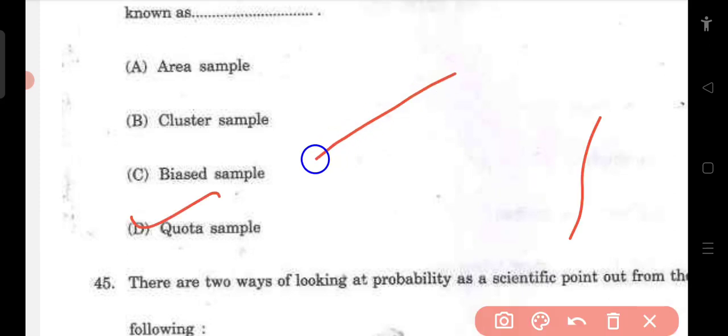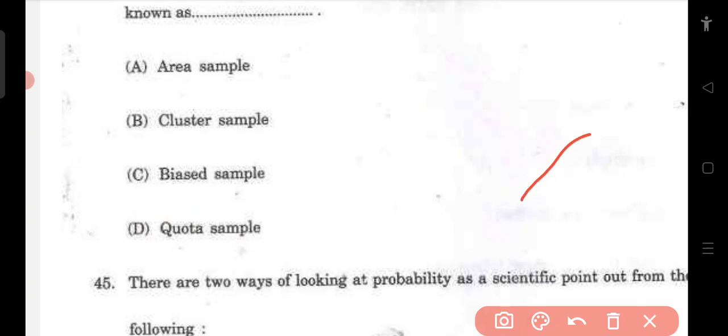Question number 44 is asking, a type of sample selected on the basis of geographic area is known as area sample, cluster sample, bar sample, quota sample. So here the answer should be area sample. Is it a cluster sample or a quota? No, it is not the quota sample. Quota sample is like reserving particular things, and cluster samples are when we select some groups which are the same internally but different externally. So here the answer should be area sample.